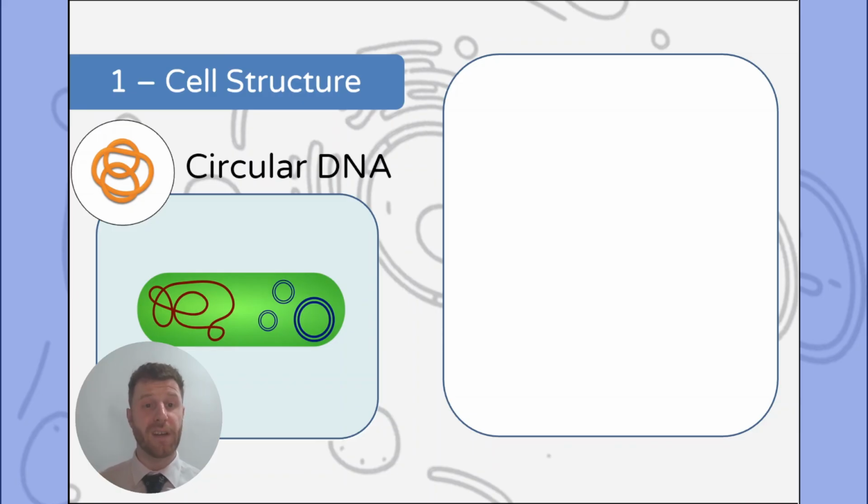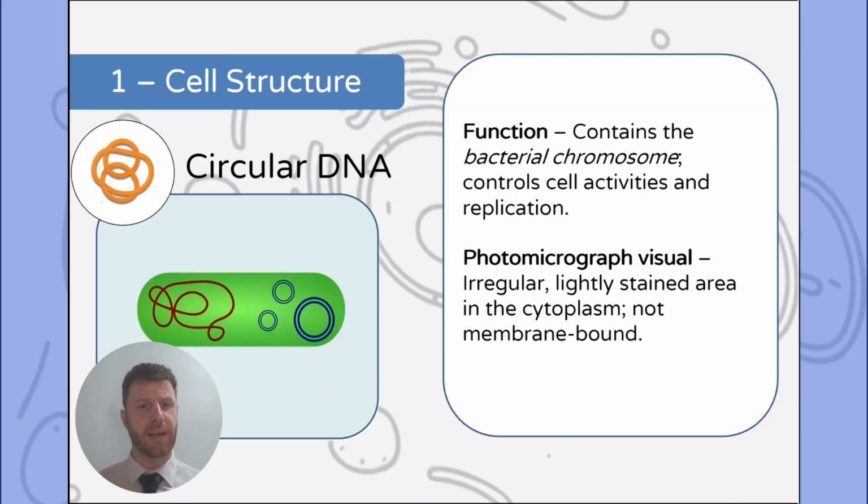We also have circular DNA. Now, why are we calling it circular DNA and not just DNA? That's because bacteria do not have a membrane-bound nucleus like the eukaryotic cells do, which is the main defining difference between prokaryote and eukaryote. The function of that DNA remains the same in that it's there for replicating itself, for division of the cell, and it controls the cell's activities.